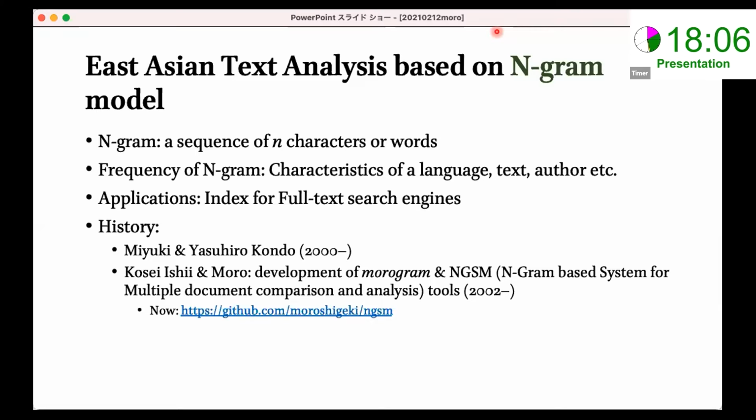Professor Ishii also proposed a method called NGSM, N-gram-based system for multiple document comparison and analysis, which compares the results of N-gram analysis of multiple documents. Professor Yasuhiro Kondo and I made some programs to do NGSM analysis.